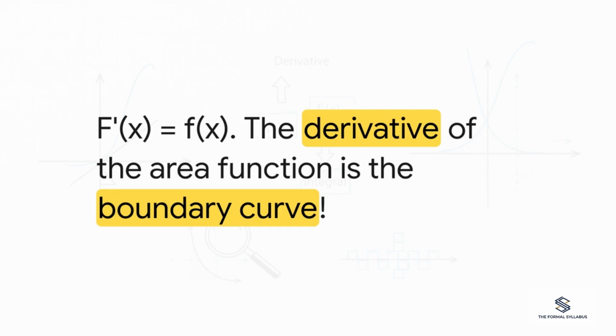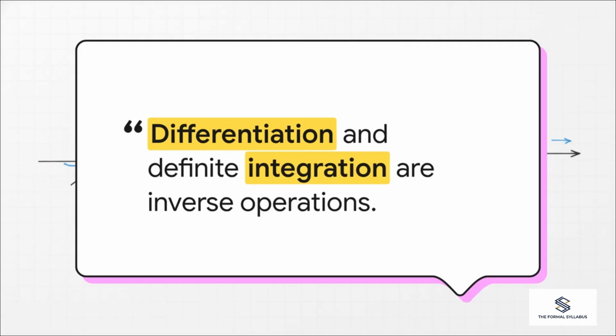We get delta F divided by delta x equals f of x. If we take the limit as that width shrinks all the way down to 0, we are literally calculating the derivative of the area function. And the result? Capital F prime of x equals little f of x. The rate of change of the area is exactly equal to the boundary curve itself. It's like a giant puzzle finally snapping together.